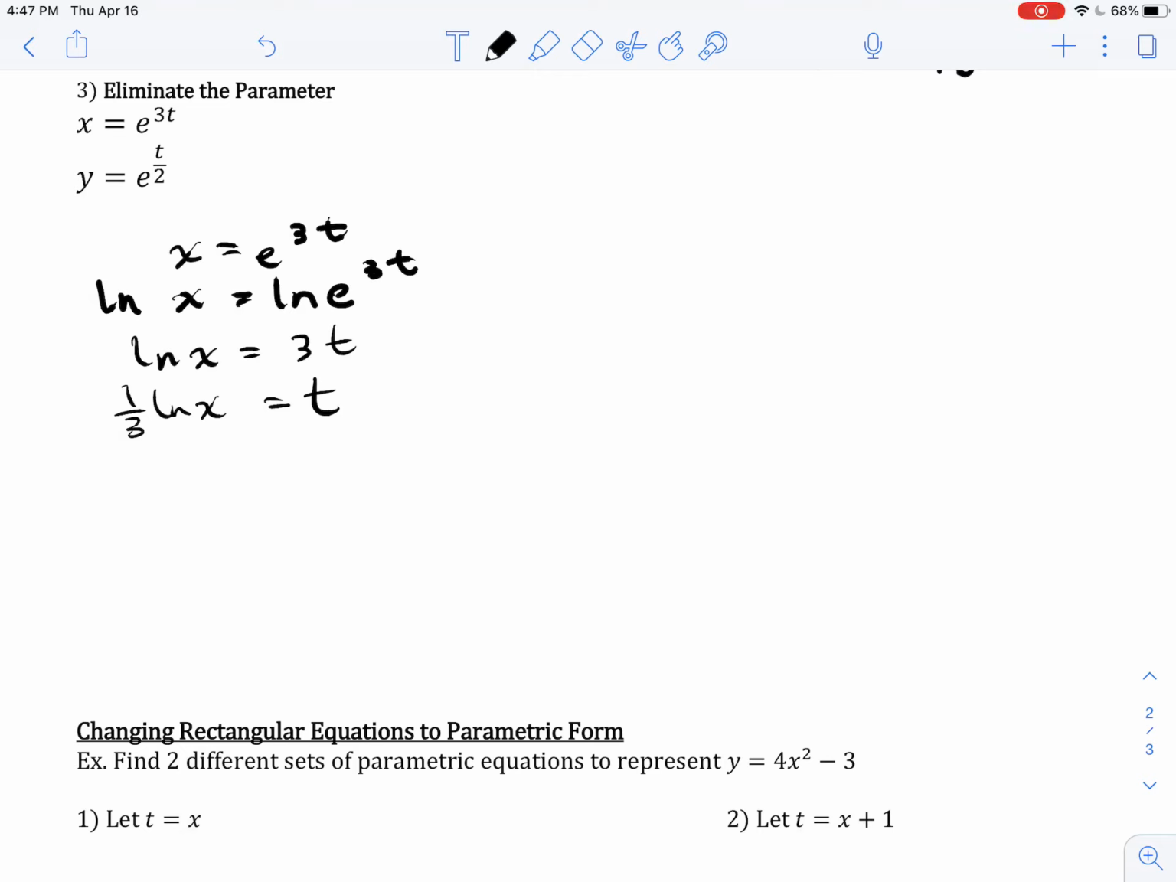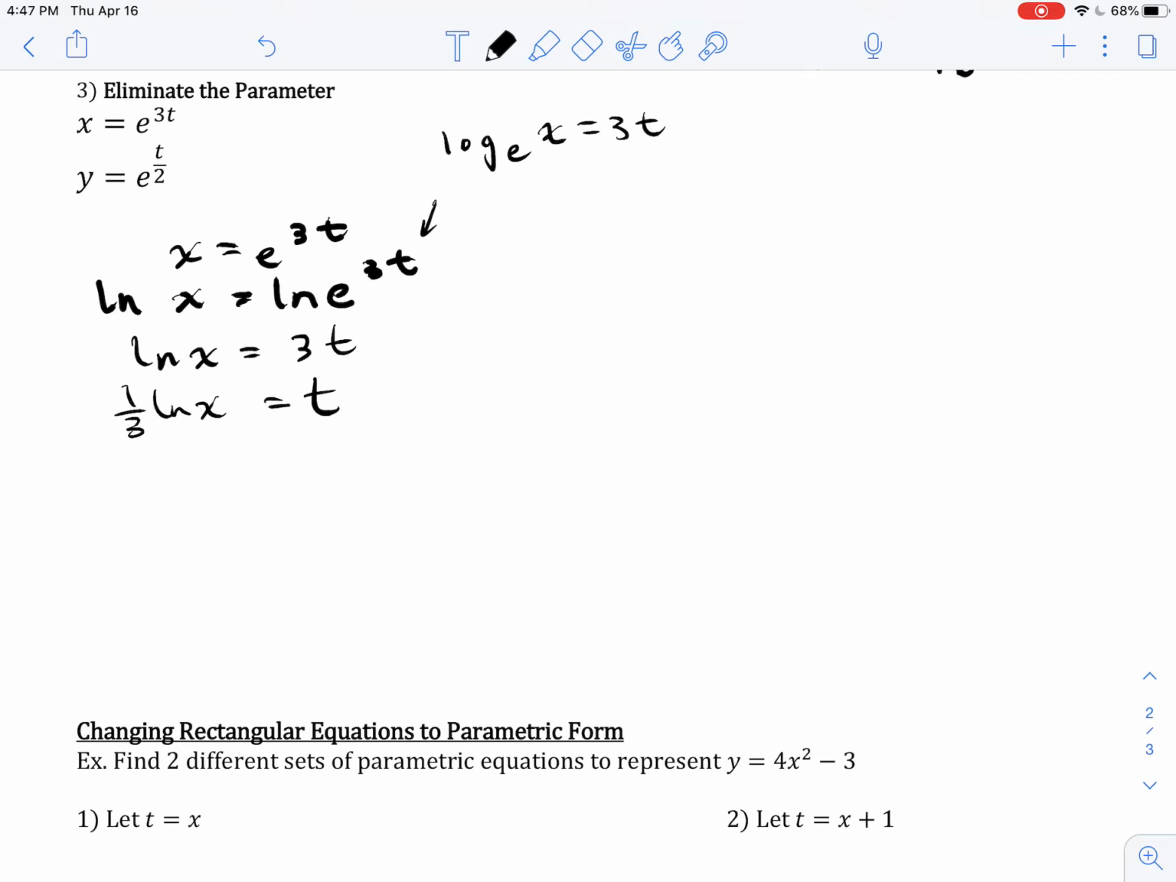And if you're having a hard time wrapping your mind around that, again, review your logarithmic properties, okay? And just ask yourself, what would that look like if I were to expand that in its full logarithmic form? Maybe another way of writing that is to say something like this. Log base e of x is equal to 3t. Take a moment and think about that.